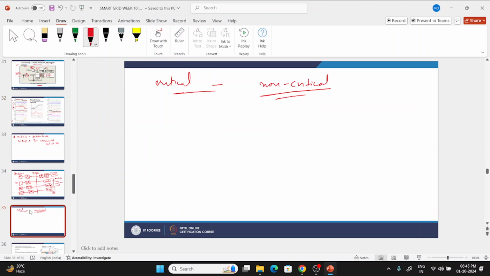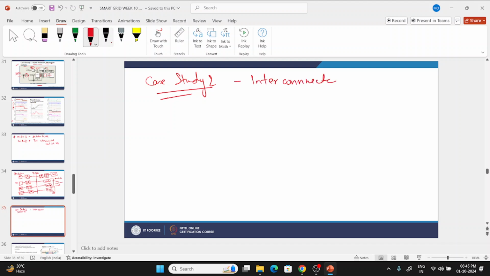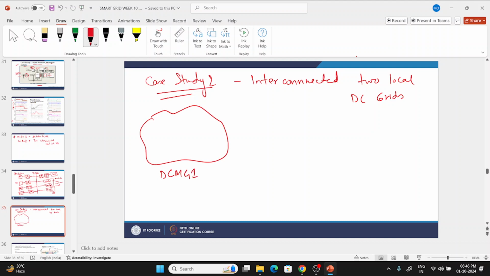Then another case, another structure of a microgrid, is the second case study which we have taken up: microgrids interconnected to a local DC grid. Okay. So what happens here? Let's say this is a DC microgrid first. There is another DC microgrid 2. Okay. So there will be some DERs.